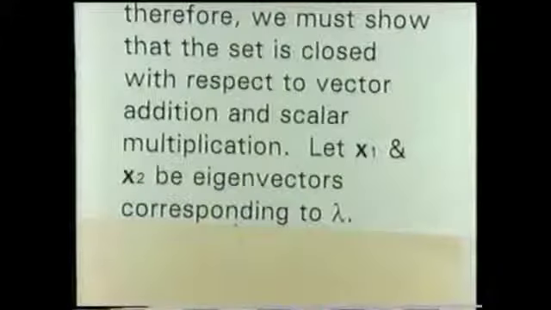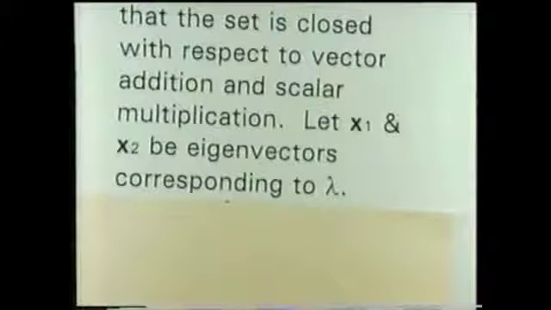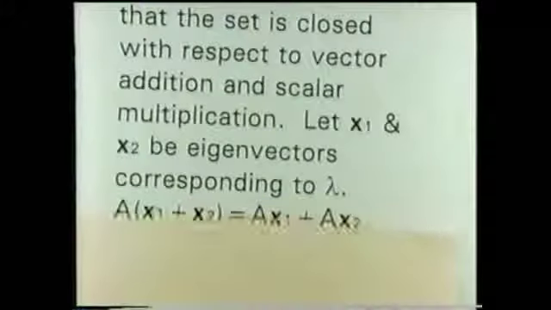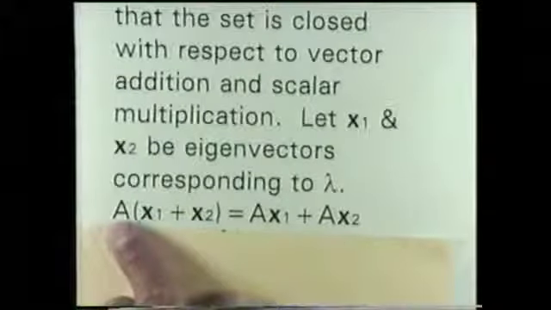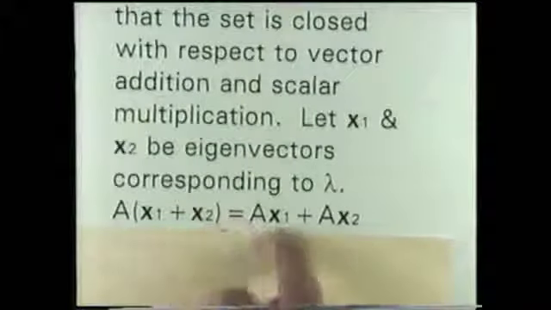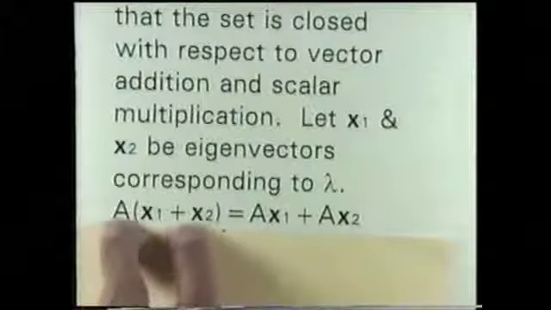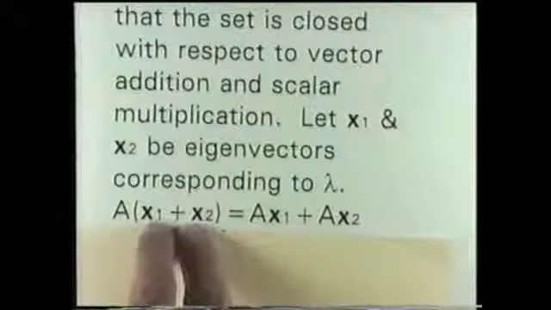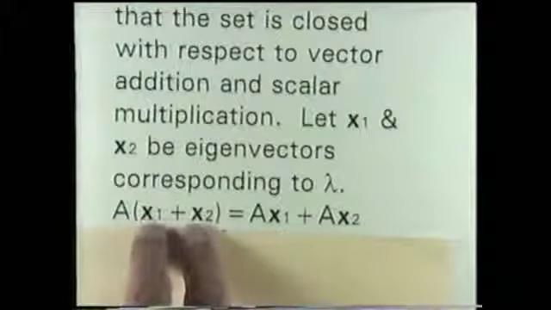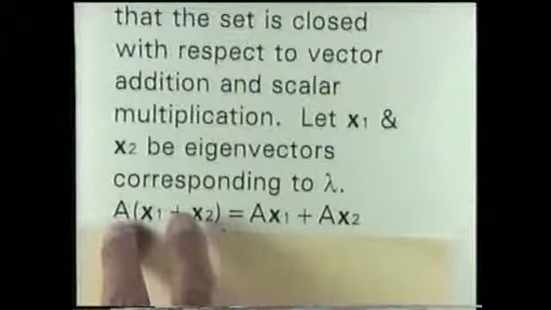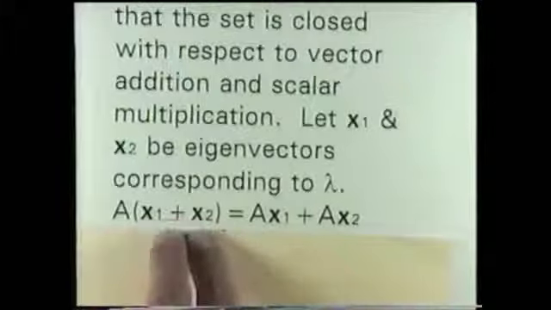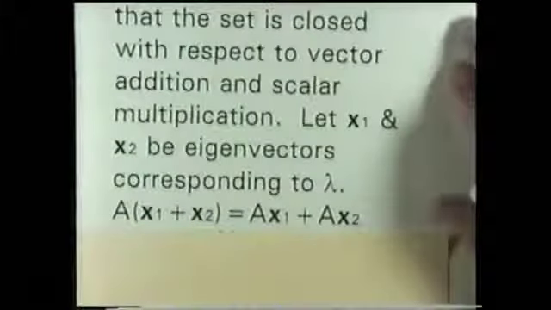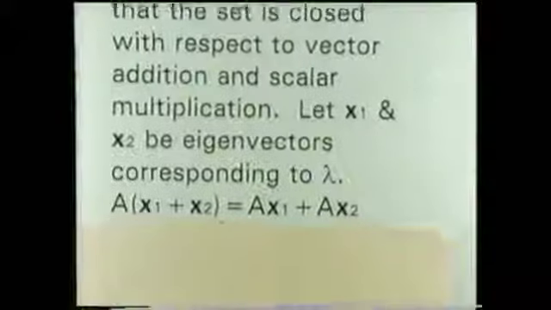So let's let x1 and x2 be eigenvectors corresponding to lambda. Now by matrix multiplication, I know that A times (x1 plus x2) is Ax1 plus Ax2. I can see x1 is a column vector, also a column matrix. I'm multiplying by A. We know that we can distribute multiplication over matrix addition. That's one of the properties of matrices. In fact, we proved it in an earlier tape.